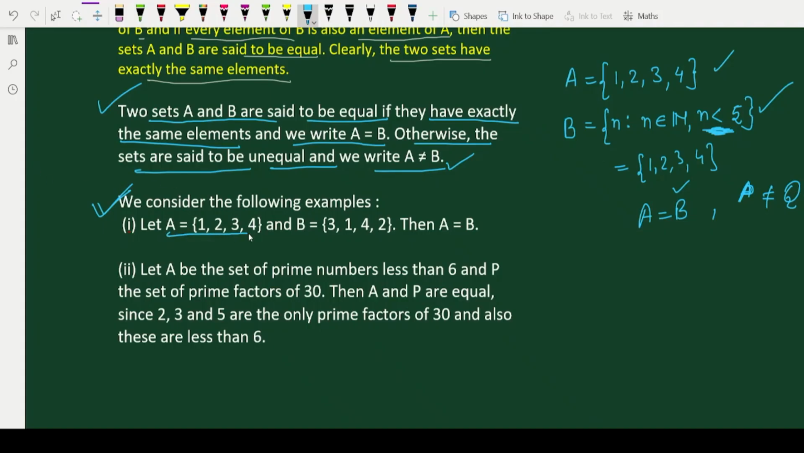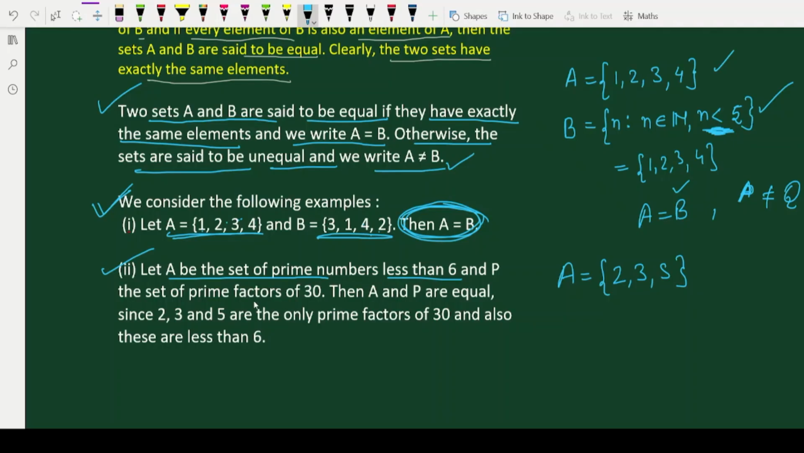A equal to 1, 2, 3, 4 is an arbitrary set and B equal to 3, 1, 4, 2. 1 is here, 1 is here, 2 is here, 2 is here, 3 is here, 3 is here, and 4 is here. So this implies A equal to B. I'm not talking about that basic example, I've talked about that. Let A be the set of prime numbers less than 6. So write A. What is A? A is the set of prime numbers less than 6: 2, 3, and 5 only.